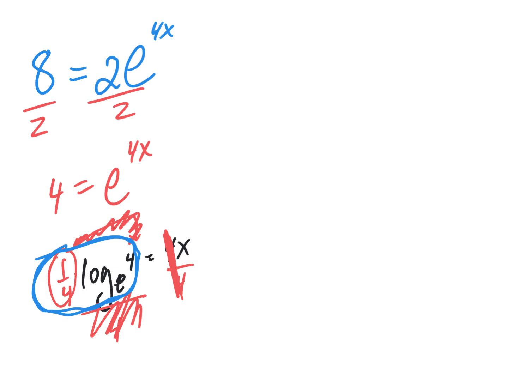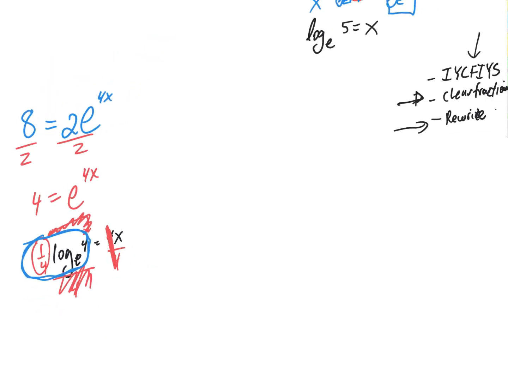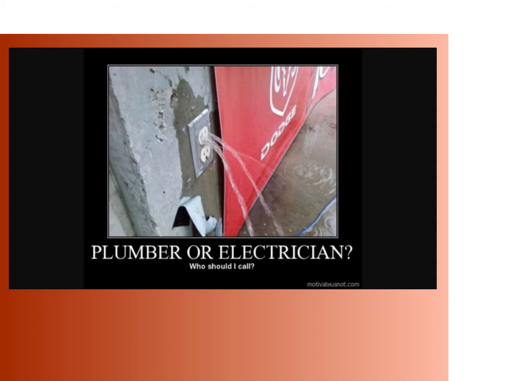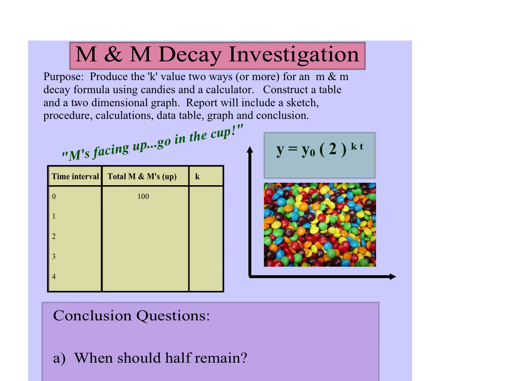All right. Now, let's do a little bit of review. This is just referencing how you often have multiple strategies. You could call an electrician, you could call a plumber. On logs problems, there's a lot of ways to do it. I showed you that on the first problem. We are not doing this lab, yay.